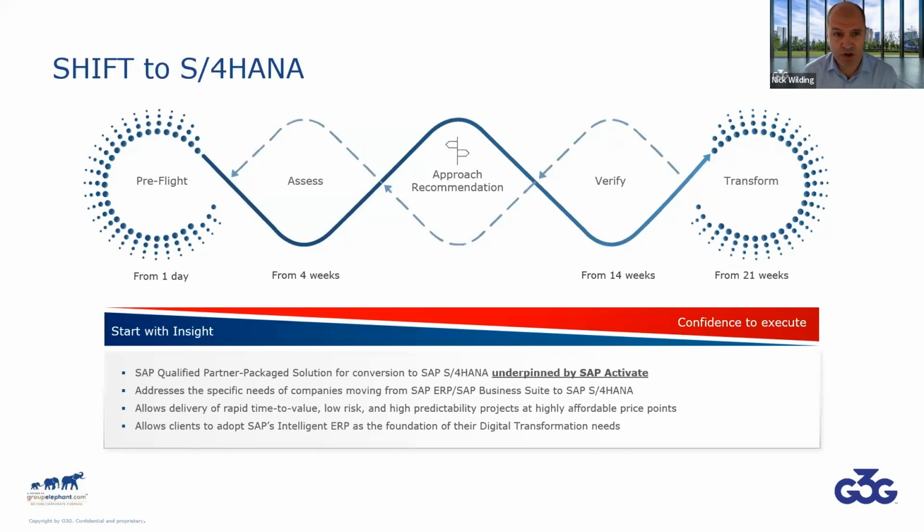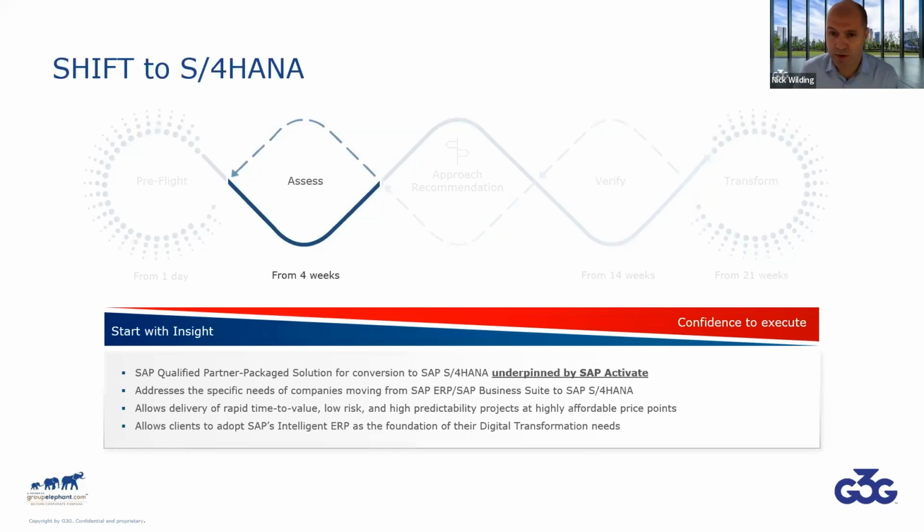The assess, verify and transform phases are three G3G SAP qualified partner package solutions. The assess phase picks up a proven assessment methodology which provides the recommended approach, and I'll cover that off a little bit more shortly. The verify phase provides an opportunity for a proof of value or proof of concept to be delivered, and this is really helpful to be able to see S/4HANA in your environment and really get to grips with it. And then the transform phase takes everything we've worked through in the previous phases to deliver a successful migration to S/4HANA. We can perform any or all of these phases as needed.